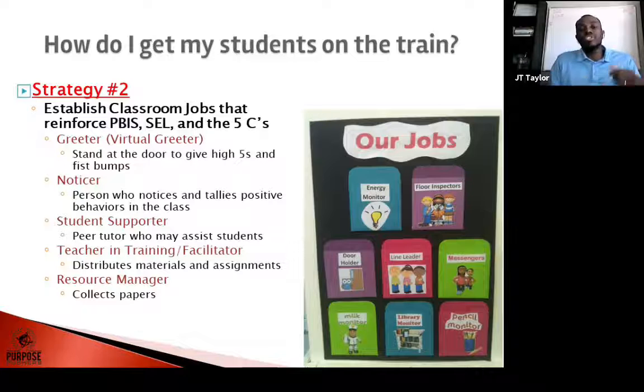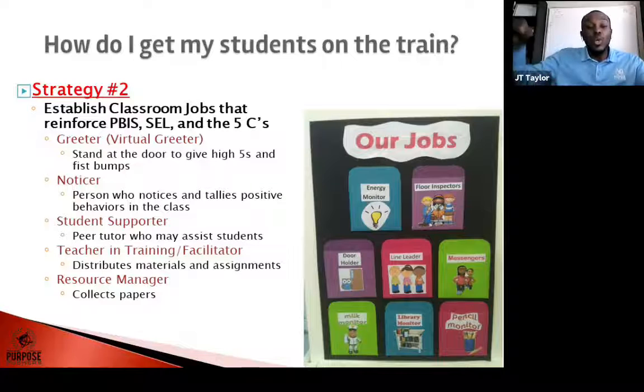Also, student supporter, someone who may be more advanced. They can help to tutor students. They may assist other students. Maybe a teacher in training, someone who facilitates conversations, someone who may be the leader in a breakout room in a virtual platform, or a resource manager, someone who's going to help collect the materials that are being turned in. So that's strategy number 2, establish jobs, employ students, empower them, give them agency and voice.